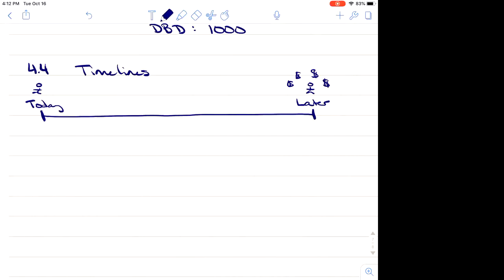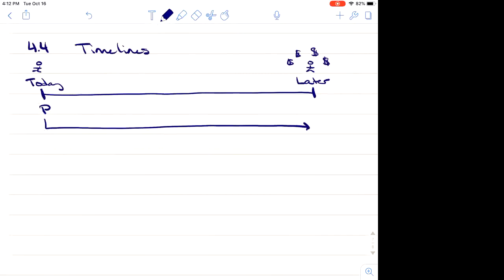So I've invested some amount P and it grows. So you have to have that arrow. And then later I'll have P plus I: the principal amount that I invested plus the amount of interest that I've earned.